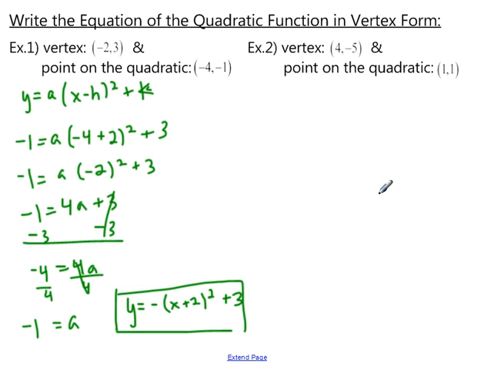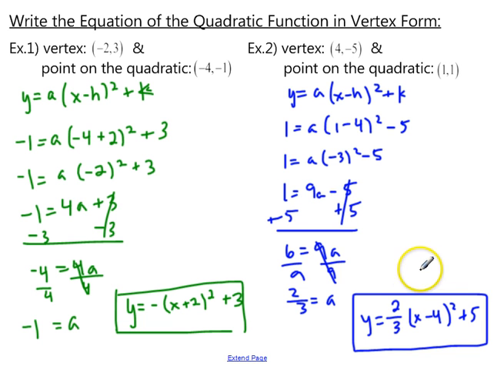Now I want you to follow those same steps, try example 2, and check back with me when you're finished. So hopefully you got an answer of y = 2/3 (x - 4)^2 + 5. Remember, you have to make sure you plug in your coordinates correctly. Make sure the vertex always goes in for h and k, and then your x and y coordinates go in for x and y. Then make sure that you're doing your algebra correctly. And when 6 doesn't divide by 9, you always want to leave your answer as a simplified fraction. Remember, we don't want decimals.